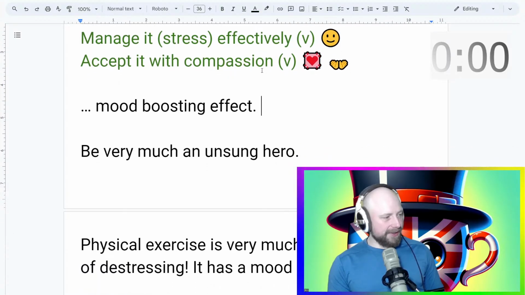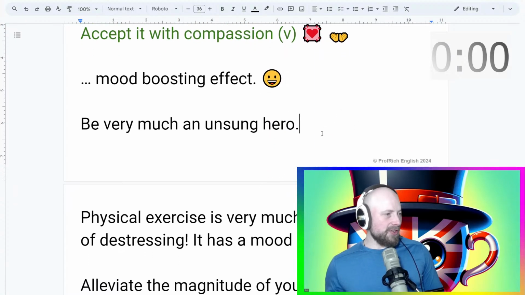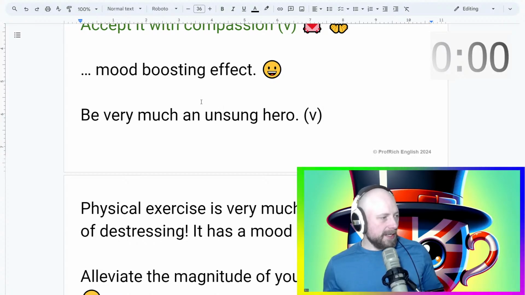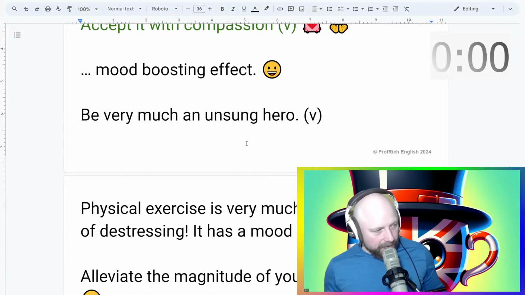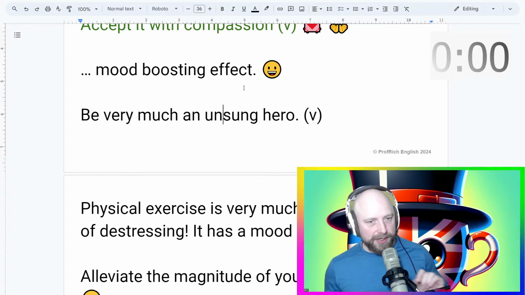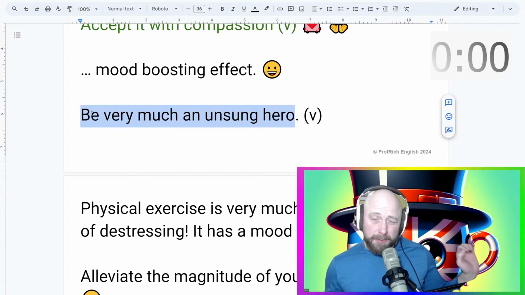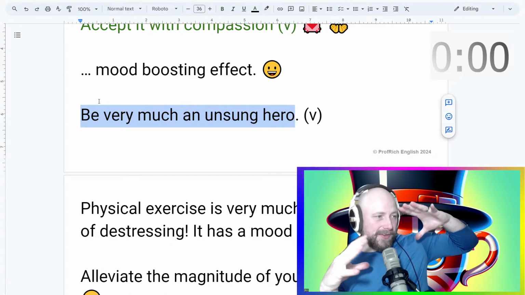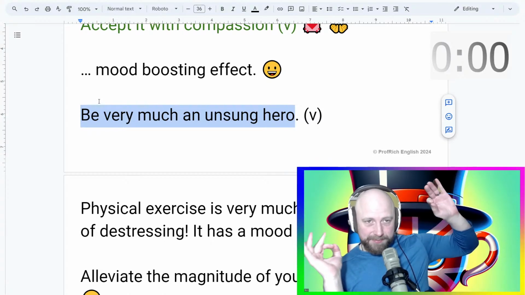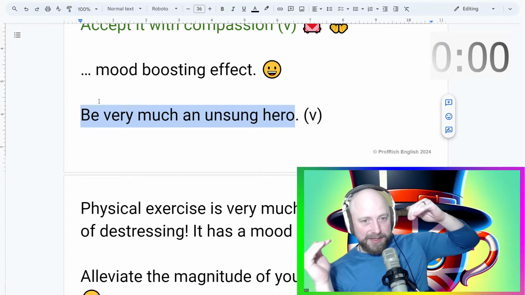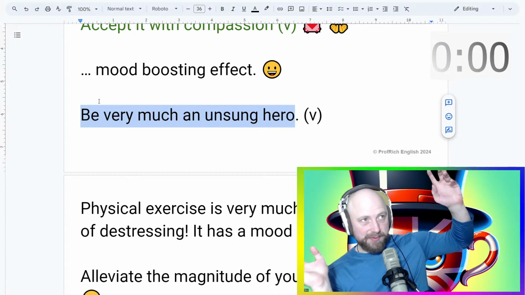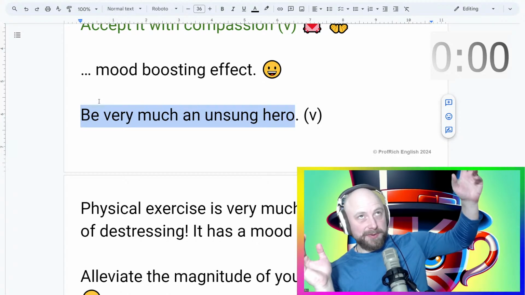Mood-boosting effect. Great. Very good. Very much an unsung hero. So there's the verb there. It's be very much an unsung hero rather than be at very much unsung hero. With these very complex idioms, it's good to use the exact form so that people can understand what they are. It's like the elephant in the room, not many elephants in many different rooms or something, which makes it more difficult.